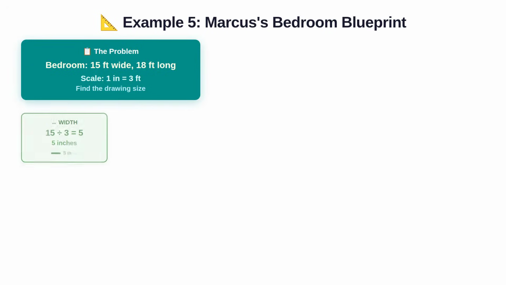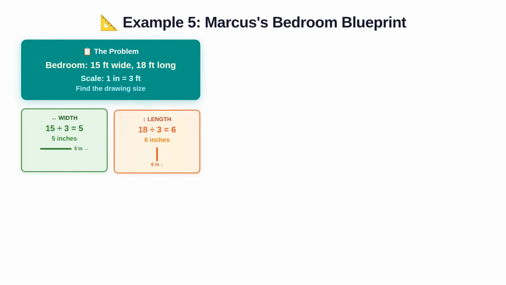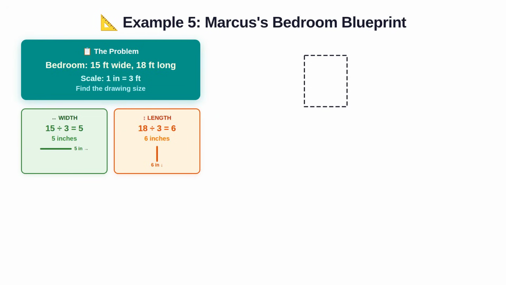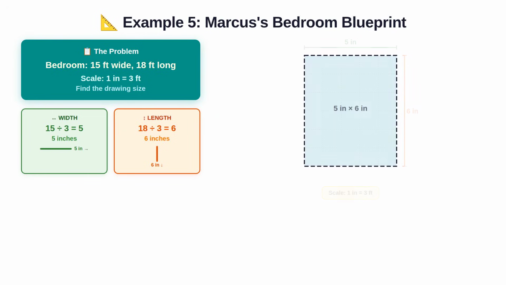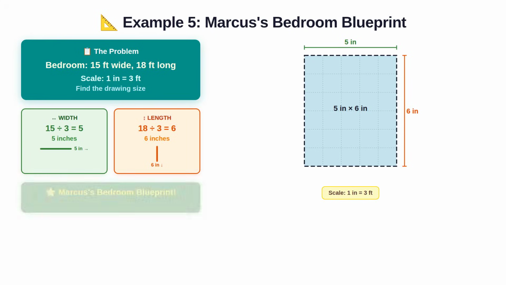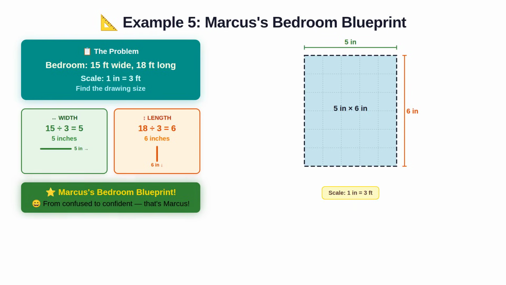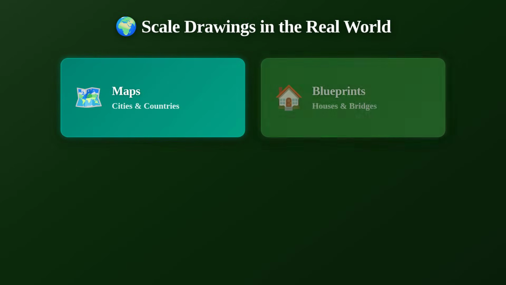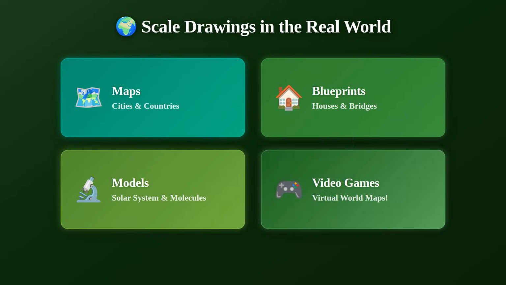Incredible. Okay, back to Marcus's original challenge. His bedroom is 15 feet wide and 18 feet long. His blueprint scale is 1 inch equals 3 feet. How big should his bedroom rectangle be on paper? For the width, 15 feet divided by 3 feet per inch equals 5 inches. For the length, 18 feet divided by 3 feet per inch equals 6 inches. So Marcus draws a rectangle that is 5 inches wide by 6 inches long. He looks at it and grins. His dream bedroom fits perfectly on the paper. From confused to confident. That's Marcus.